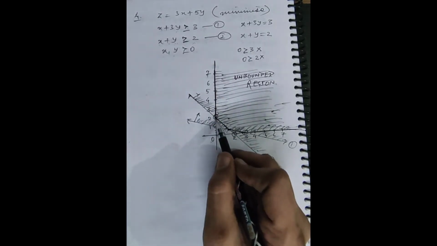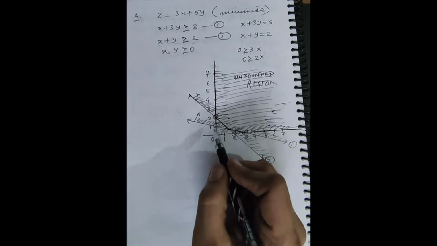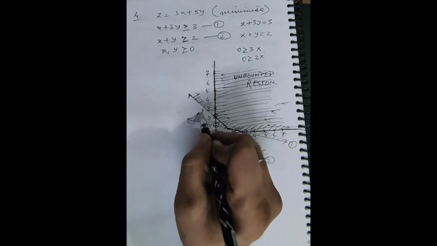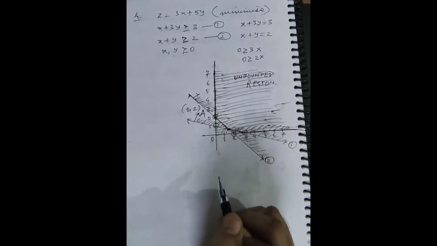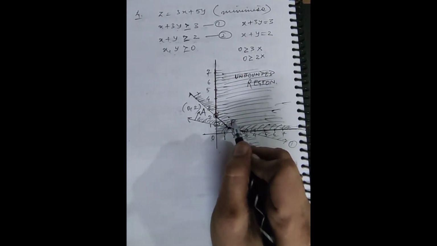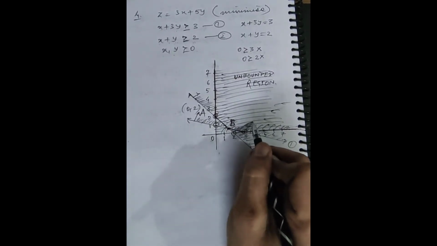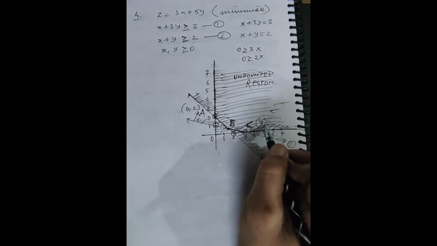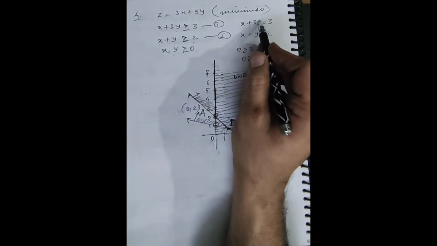Here the y-axis intersects the second line at the point 0, 2. So let us consider this as A, 0, 2. The other point is the intersection of 1 and 2 both. We will find it out. Let's consider this to be B, and this point we can say is C, which is 3, 0.